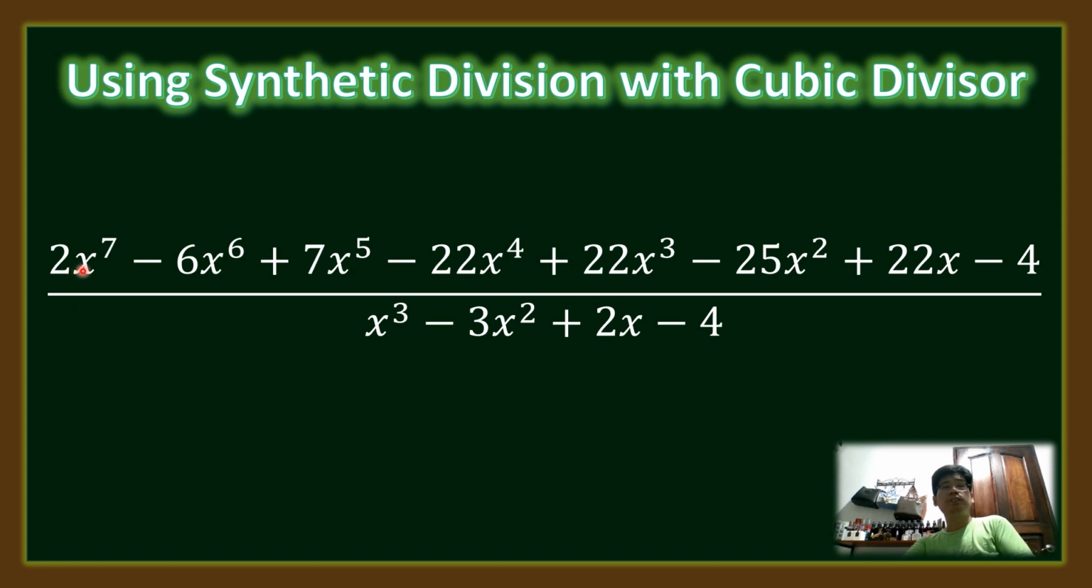2x raised to the 7th power minus 6x to the 6th power plus 7x raised to the 5th power minus 22x to the 4th plus 22x cubed minus 25x squared plus 22x minus 4, divided by the cubic polynomial x cubed minus 3x squared plus 2x minus 4.